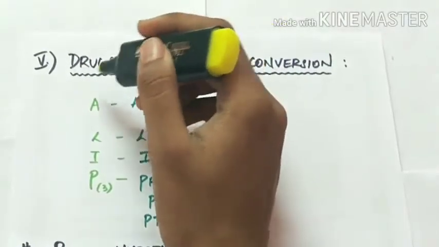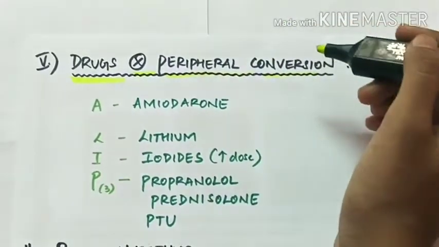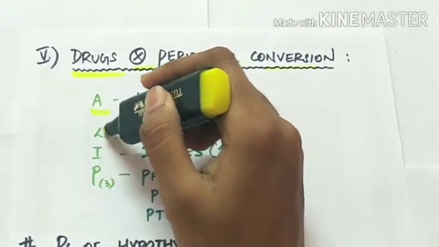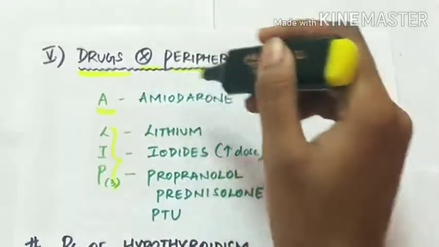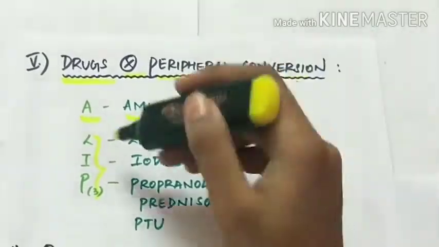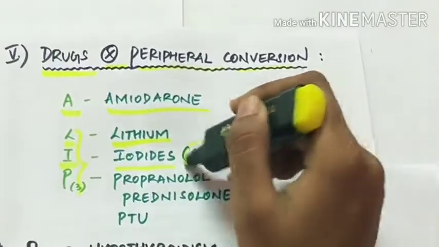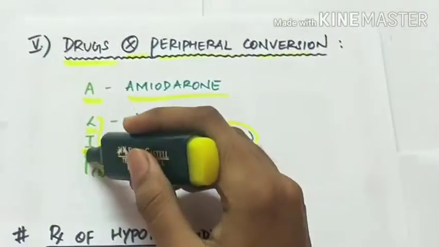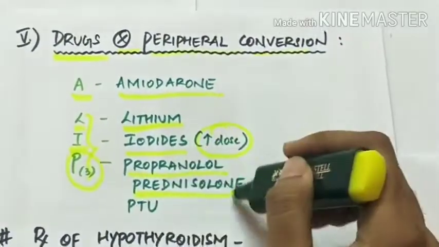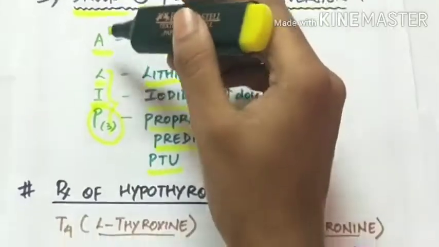The fifth class of drugs are the drugs which inhibit the peripheral conversion. This can be remembered by a mnemonic A-LIP. A for amiodarone, which is an antiarrhythmic drug. L for lithium. I for iodides in increased dose. And P. There are 3 P's: propranolol, prednisolone and propylthiouracil. So the mnemonic is A-LIP.